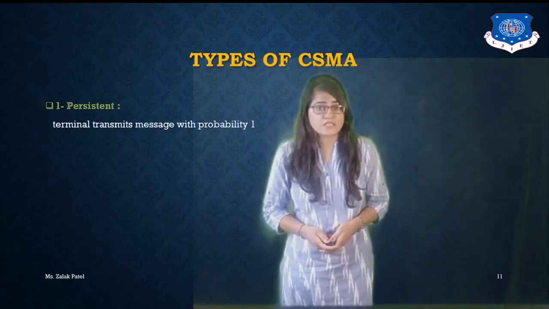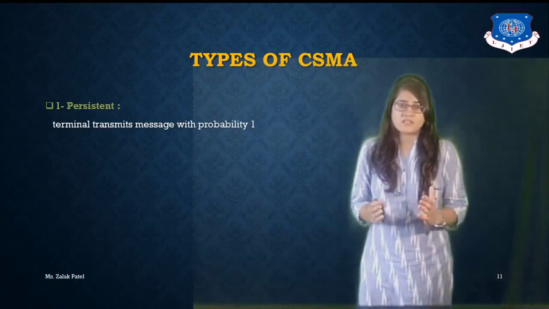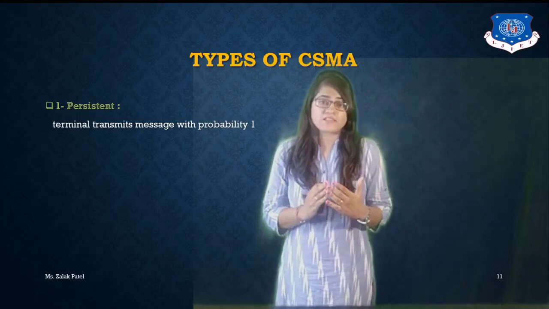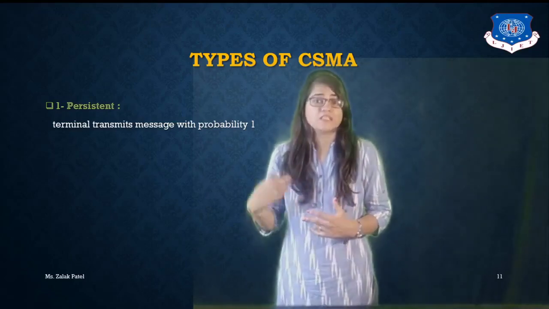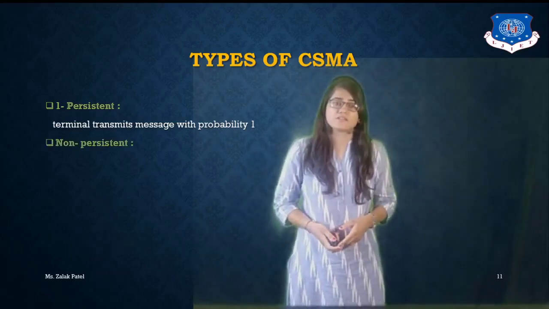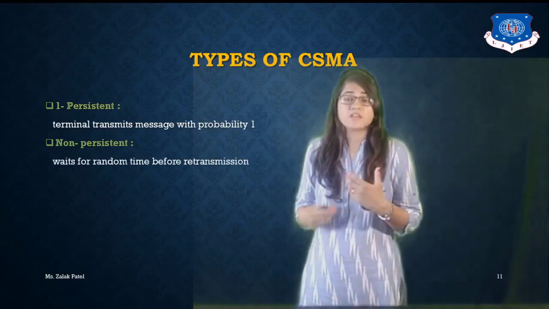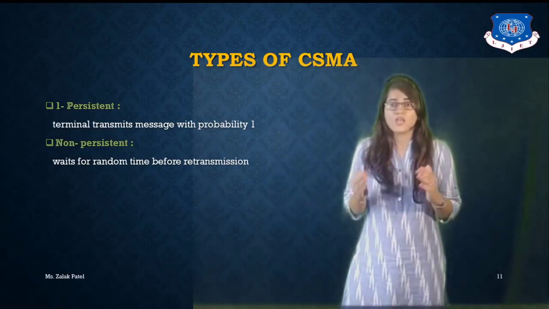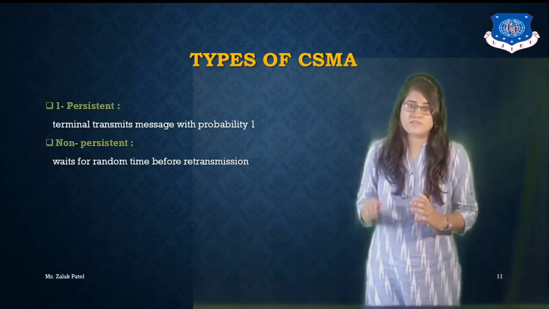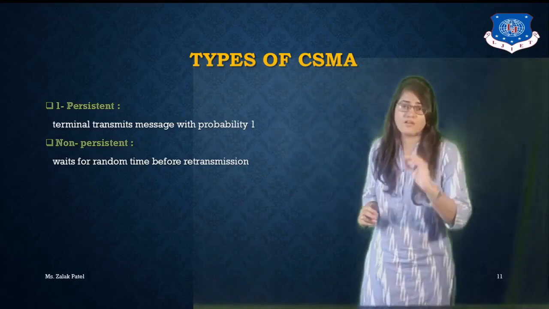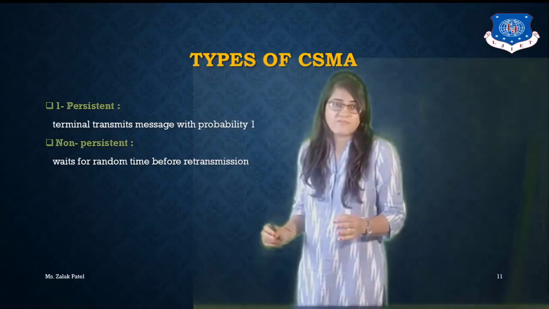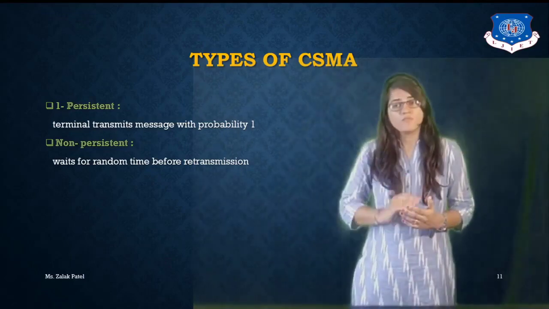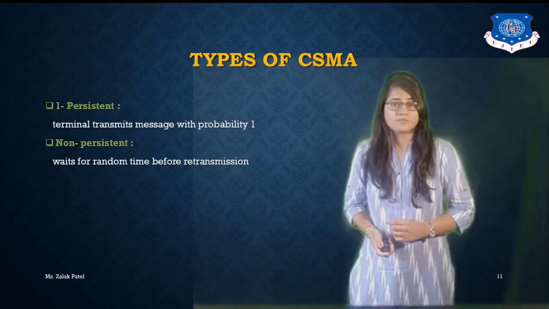First one is one persistent CSMA. In one persistent CSMA the terminal transmits the message with probability 1. Non-persistent means it has to wait for some random time interval, either 1 second or 2 seconds, but that time is not fixed, as we have seen in one persistent, where we wait with probability 1. While in non-persistence it waits only for a random time interval before the next retransmission.